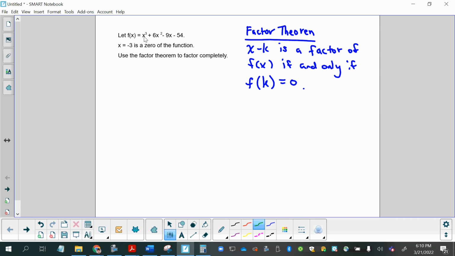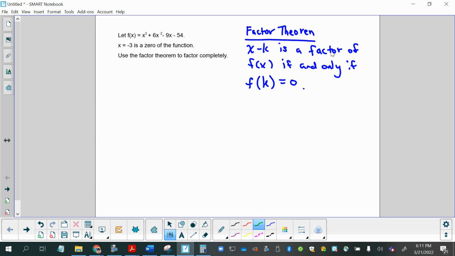Let f of x equal x cubed plus 6x squared minus 9x minus 54. We're told here that x equals -3 is a zero of the function, and we should use the factor theorem to completely factor the polynomial. And by completely factor, we mean linear factors. So using the factor theorem, this is my version of it.